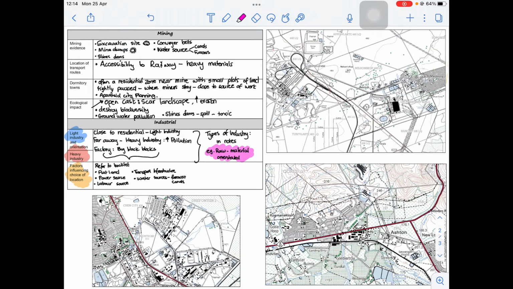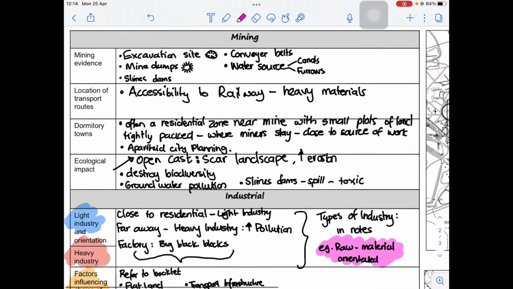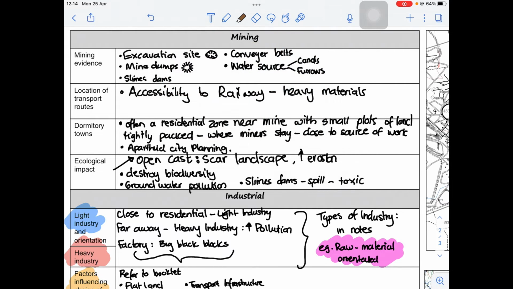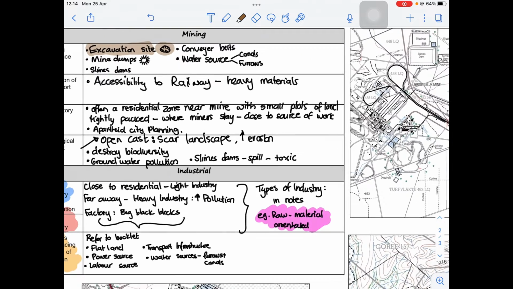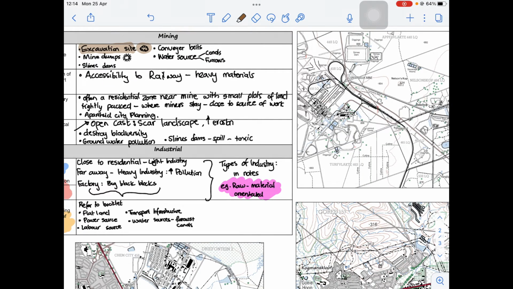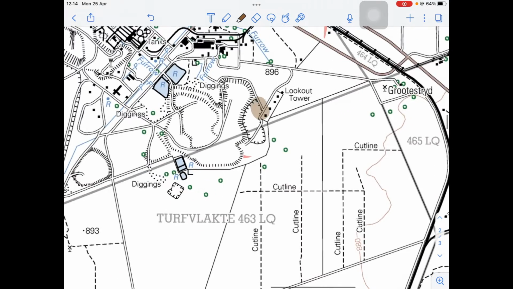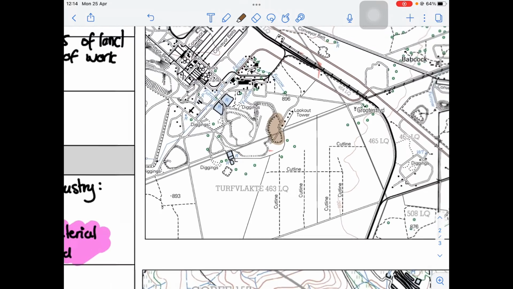And so with mining, there's really clear evidence of mining in a region. The first thing that we always look for is evidence of where we actually are digging. So have a look for a big hole in an area where there is possibly an excavation site or open cast mining. That's going to be indicated by the excavation site symbol, the circle with the lines going inwards. And that shows that there is a lot of digging taking place and that the actual rock is being removed from that region. Okay, so here's an example of an excavation site.